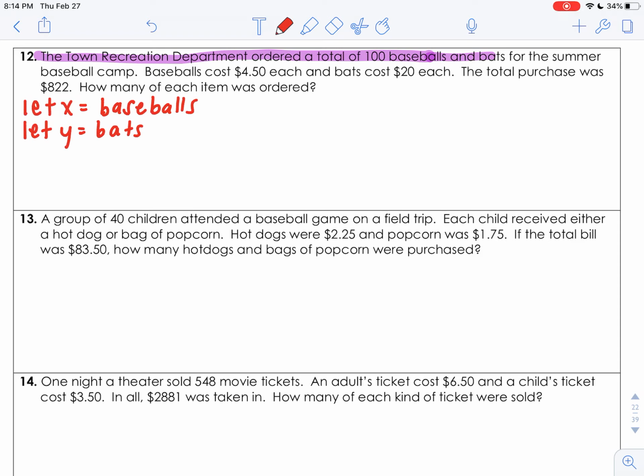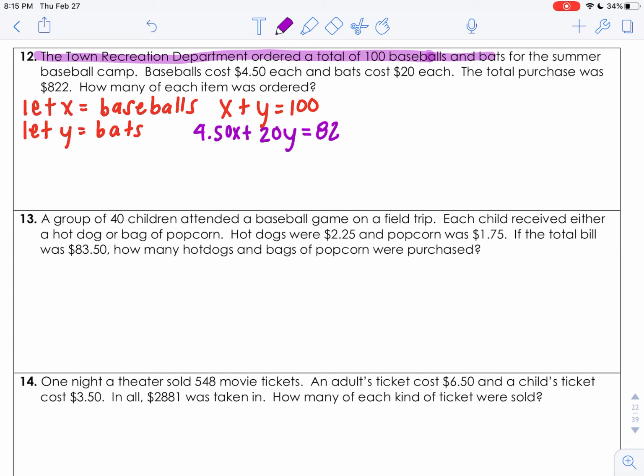Okay, so they ordered a total of 100, which means some number of baseballs plus bats is going to equal 100. We don't know how many, but if this was like 70, then this would have to be 30 because they ordered a total of 100. Okay, baseballs cost $4.50 each. So $4.50 times the number of baseballs, depending on how many they ordered. And plus, bats cost $20 each, so 20y equals, and then the total purchase was $8.22.